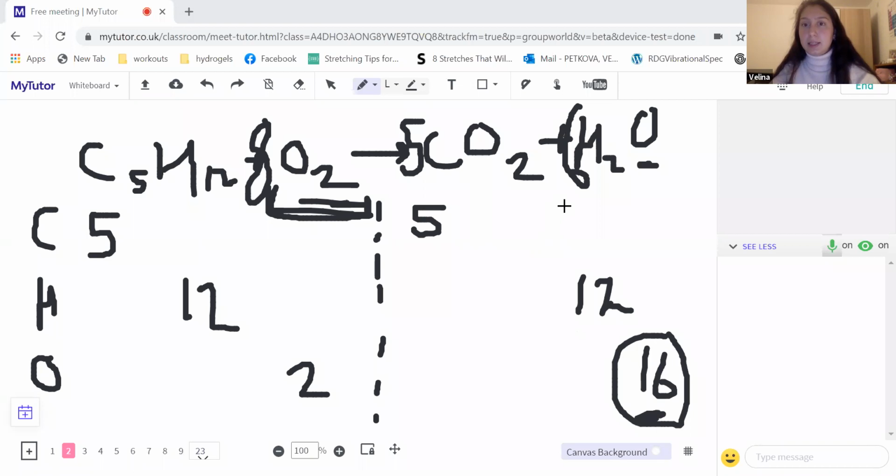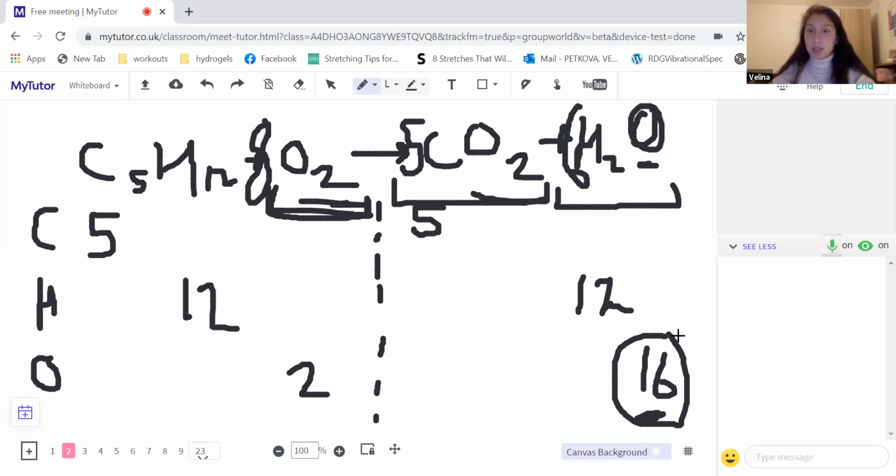So it's 16 oxygens because here, we have 6 times 1 oxygen in this chemical formula, and then 5 times 2 oxygens in this. So 5 times 2 gives us the 10, 6 times 1 gives us the 6, 10 plus 6 is equal to 16. Okay, so let me quickly look through the questions.